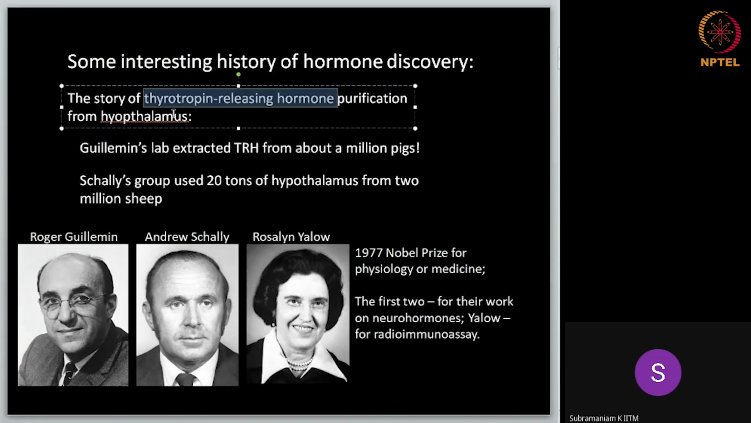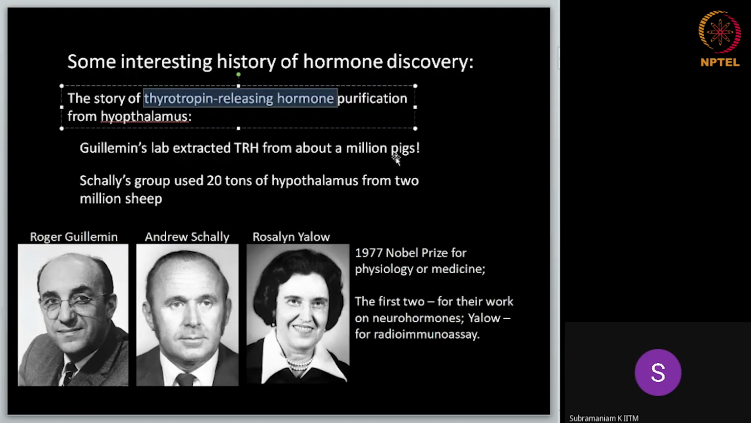As I wrongly told you earlier, it is the hypothalamus that produces the thyrotropin releasing hormone that, without going through the pituitary, directly acts on the thyroid gland to produce thyroxine. And how did Guillemin's group get TRH, short for thyrotropin releasing hormone? They got it from the hypothalamus of a million pigs.